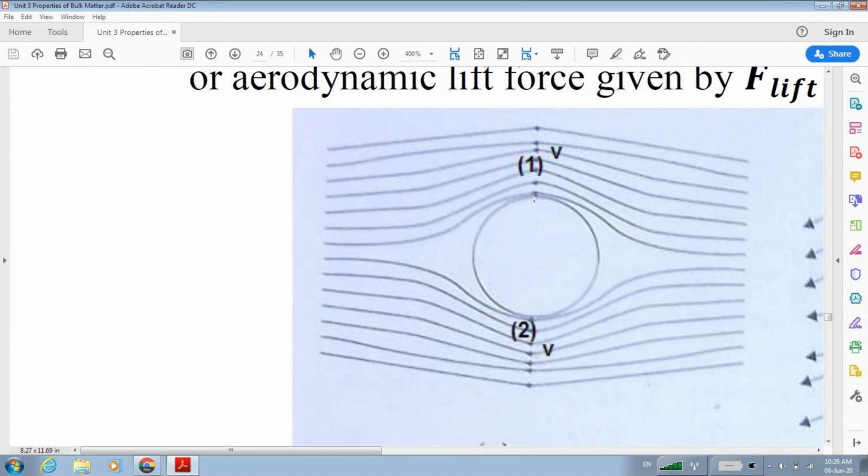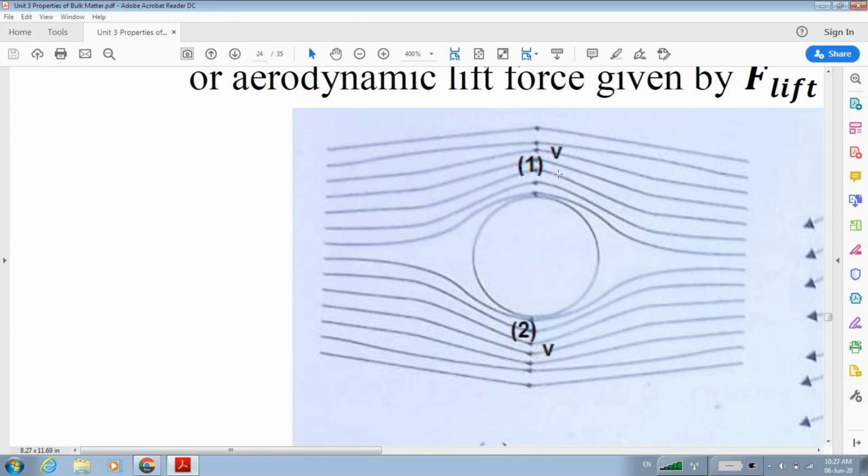And if we consider the velocity of the streamlines, the velocity is v at the top and at the bottom also it is v, for the streamlines closer to the ball element. So for the streamlines close to the ball, at the top we have taken region 1, and the bottom we have taken as region 2 here.